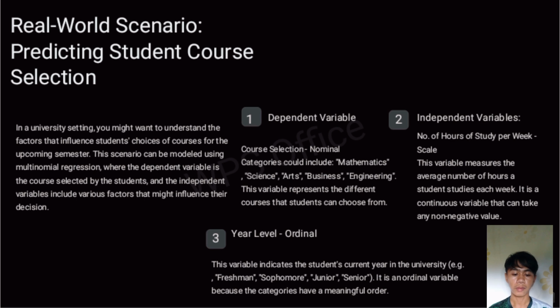Independent variables: number of hours of study per week, scale. This variable measures the average number of hours students study each week. It is a continuous variable that can take any non-negative value. Year level, ordinal. This variable indicates the student's current year in the university: freshman, sophomore, junior, senior. It is an ordinal variable because the categories have a meaningful order.